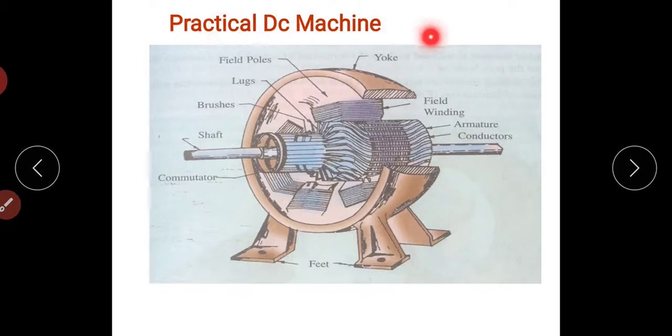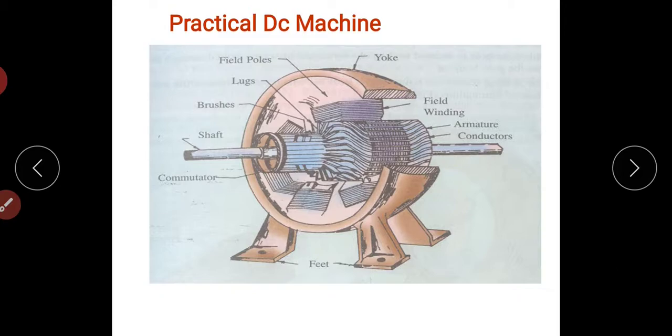Next, a practical DC machine. Okay, this is one practical DC machine. See the parts. First, this outer frame is called the yoke. Next, this is the field winding. Next, this is completely the armature, the total armature. The armature outer surface has slots. Inside these slots the conductors are located. So these are armature conductors.